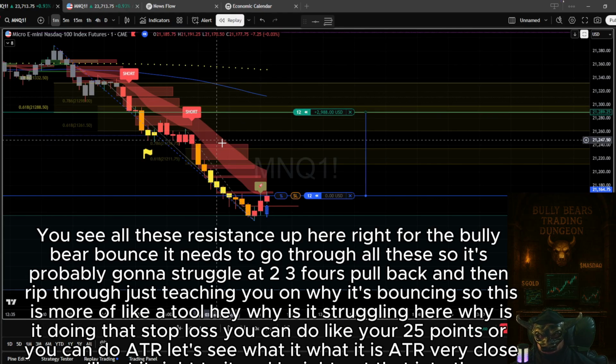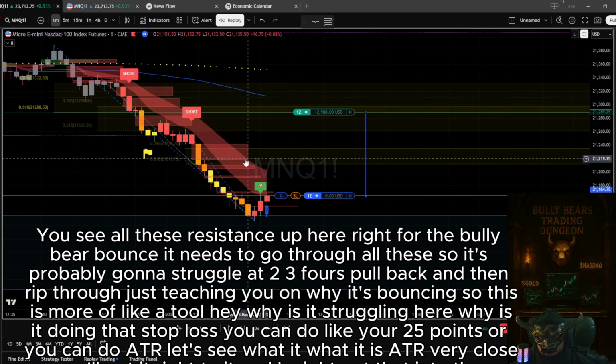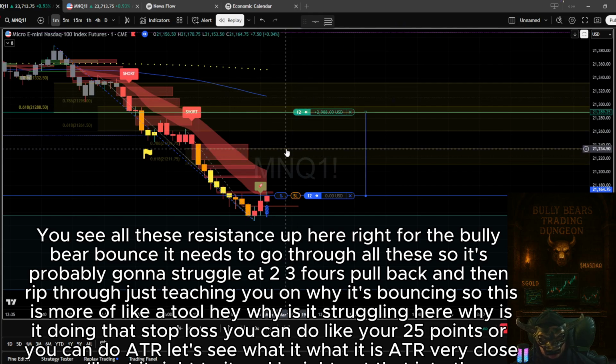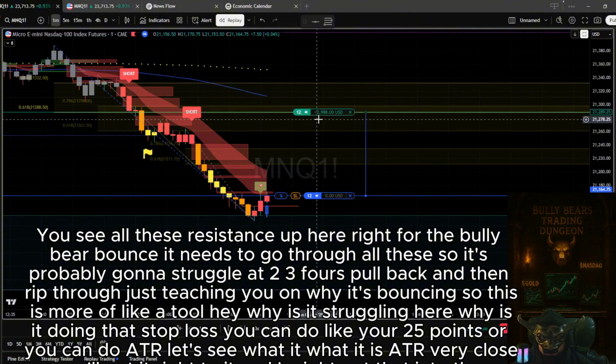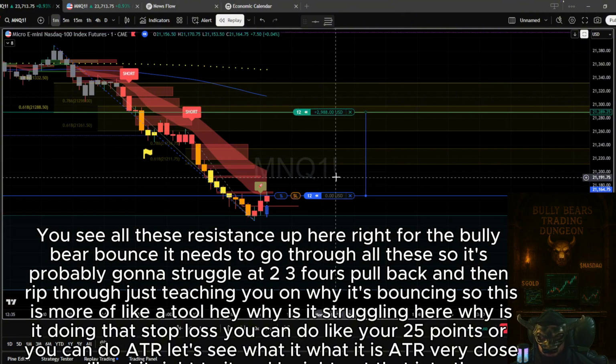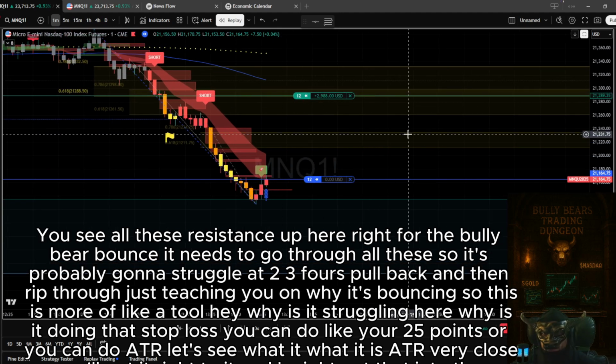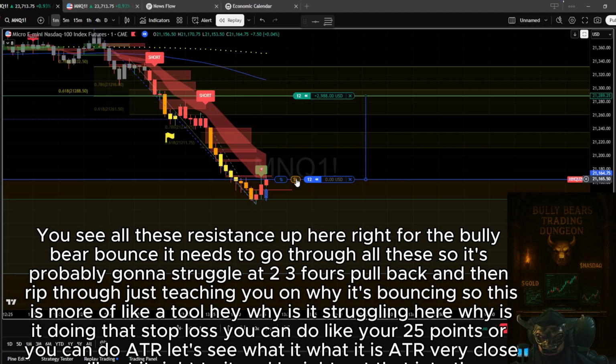Now, you see all these resistance up here, right? For the Bully Bear bounce. It needs to go through all these. So it's probably going to struggle at 2, 3, 4s. Pull back and then rip through. Just teaching you on why it's bouncing. So this is more of like a tool. Hey, why is it struggling here? Why is it doing that?